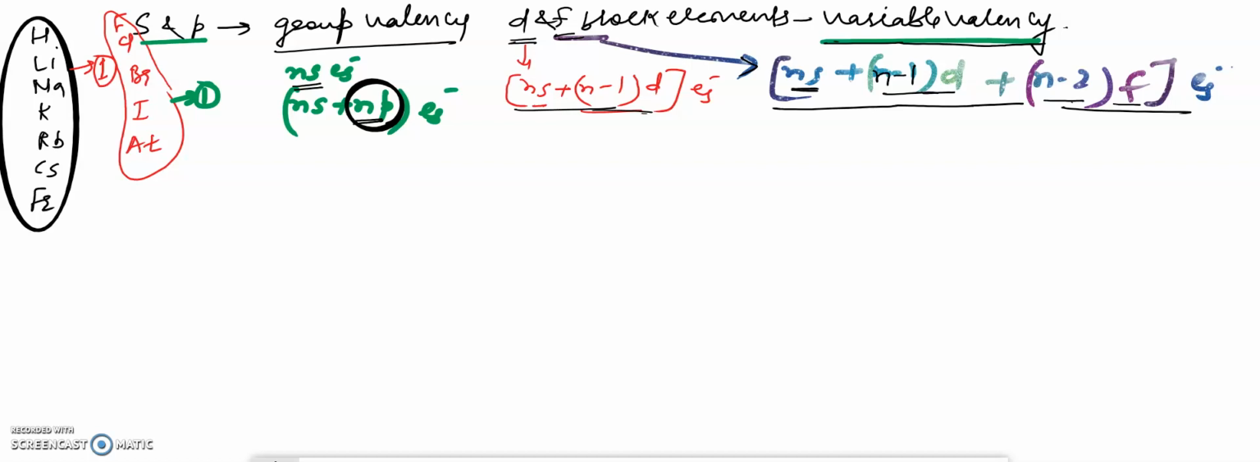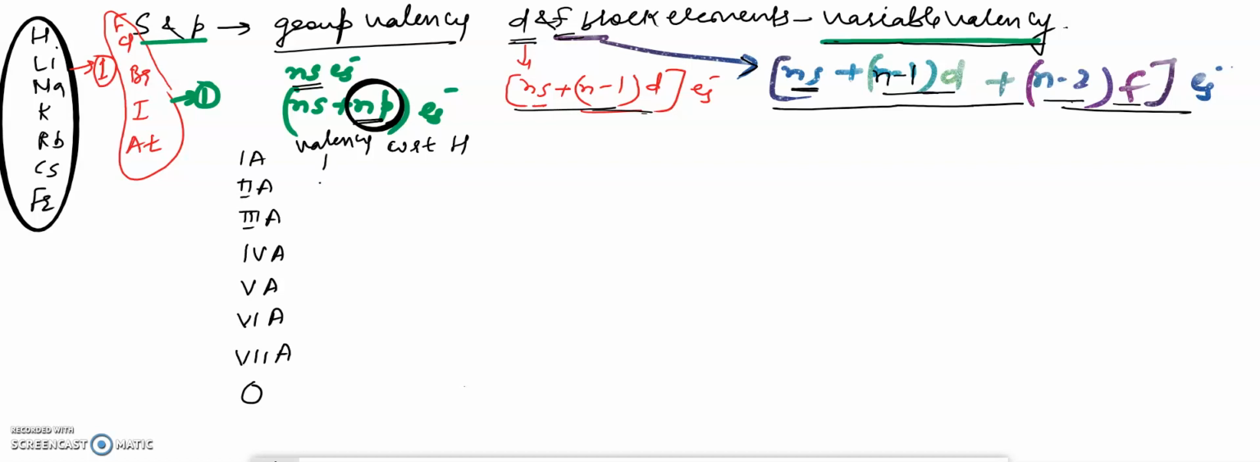See, as I told you, first A group elements, second A group elements, third, fourth, fifth, sixth, seventh A group elements and 0 group elements, valency with respect to hydrogen will always be 1, 2, 3, 4, 3, 2, 1 and 0. How can you prove that the valency of first A group elements is 1? See, NaH. How many hydrogens are there? 1 hydrogen. So the valency of sodium is 1.